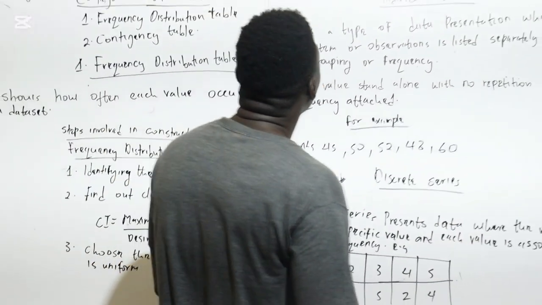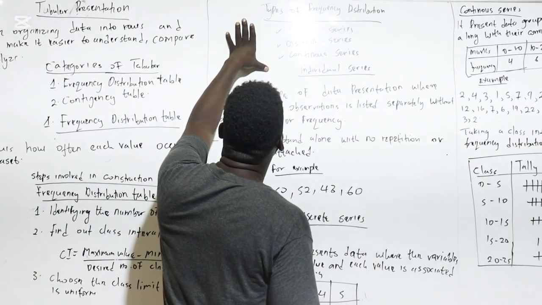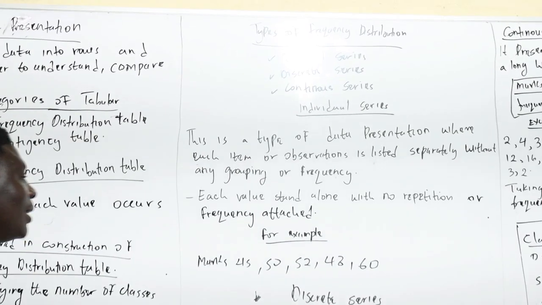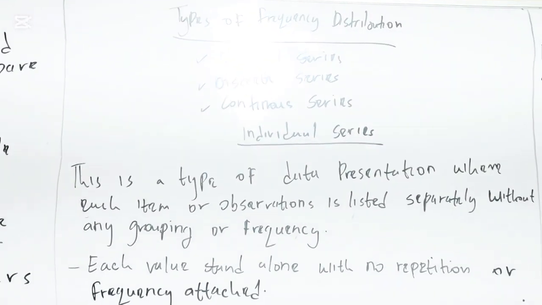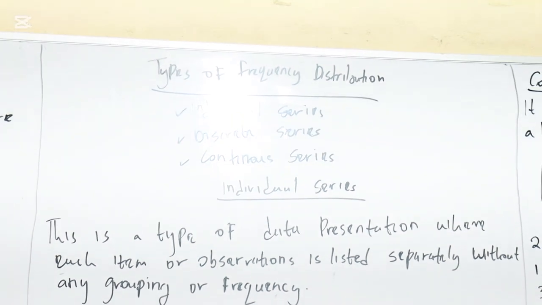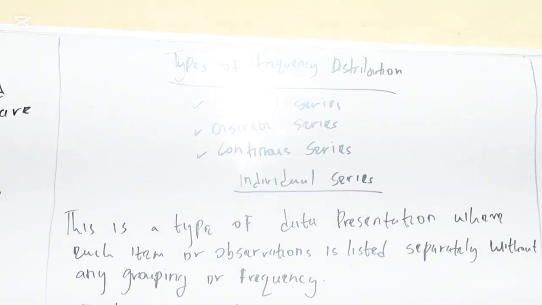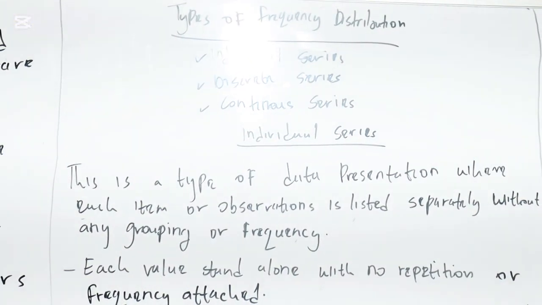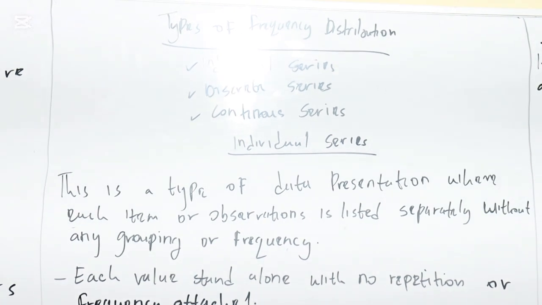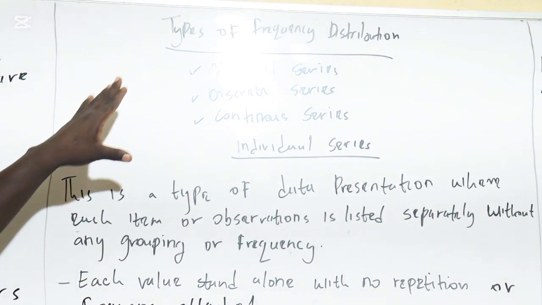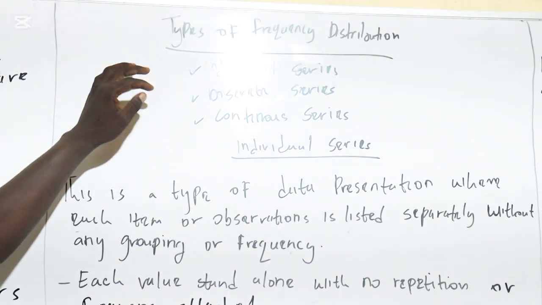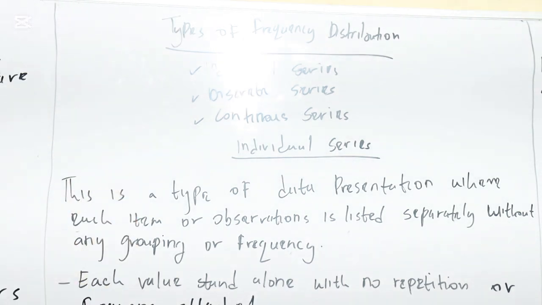My next subtopic is types of series. Before you construct a frequency distribution table, you must understand the series in the frequency distribution. It is a very fine and important element. If you don't understand it well, it will be very difficult for you to construct the table. So, how many types of series do we have? We have 3 types of series: individual series, discrete series, and continuous series.